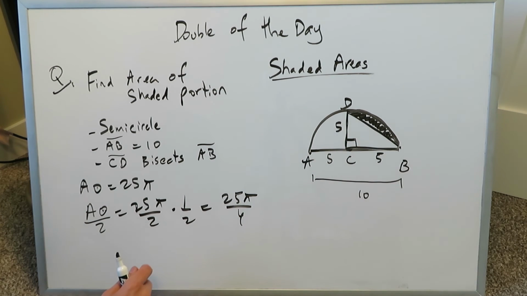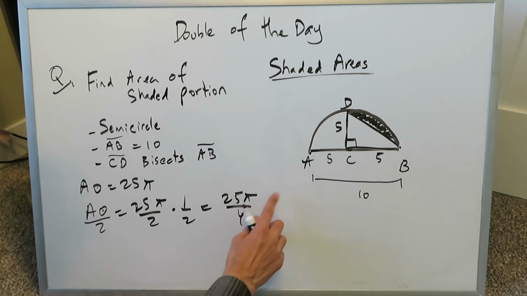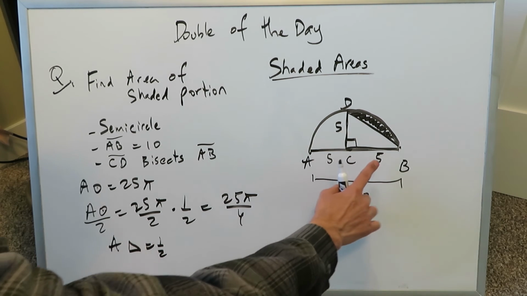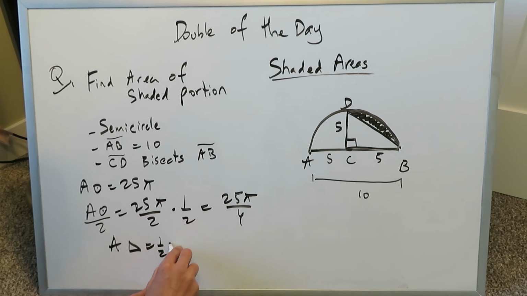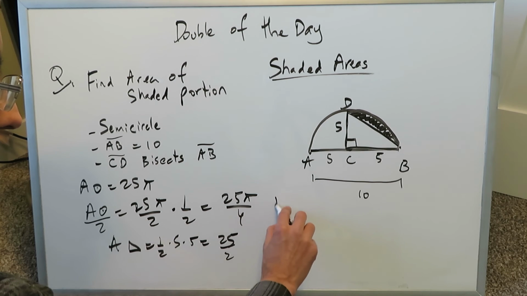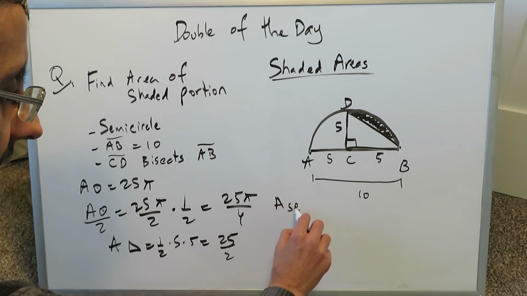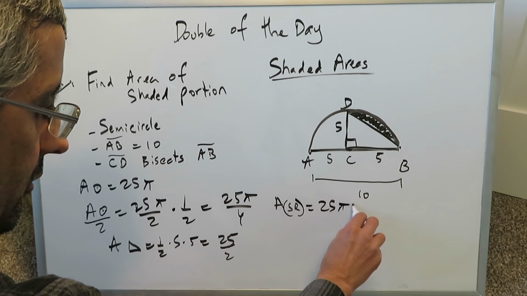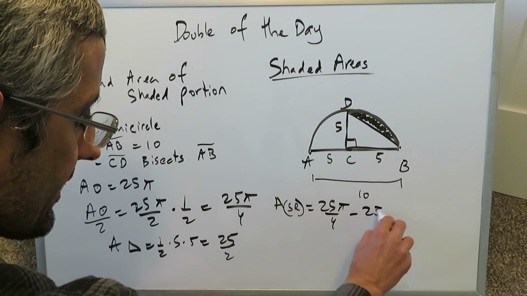If I can subtract the area of the triangle, I'll get the area of that shaded portion. What's the area of the triangle? You know that triangles are one half base times height, and I have a base and I have a height, 5 and 5, and I'm getting 25 over 2. So what must be the area of the shaded portion? Let's come right over here. Area of the shaded region, SR, is equal to 25 pi over 4 minus 25 over 2.